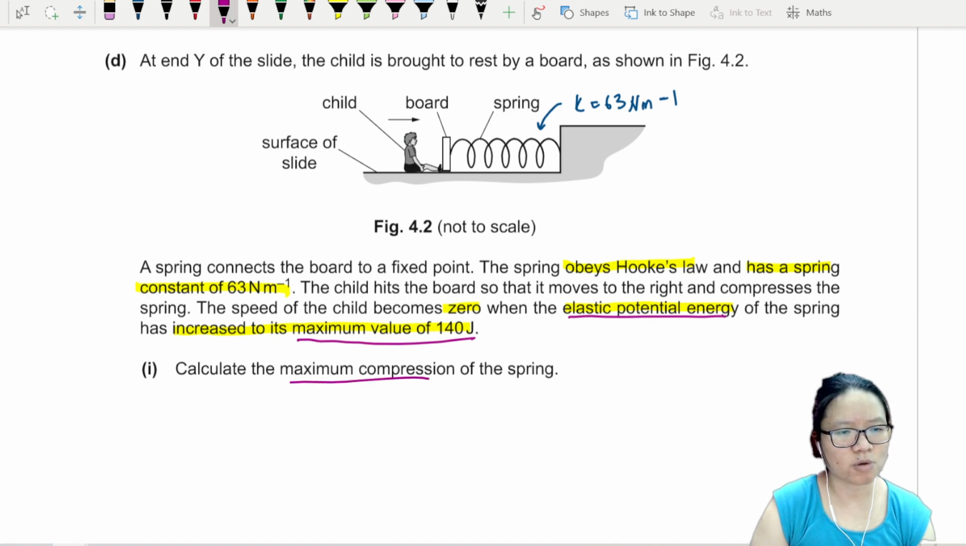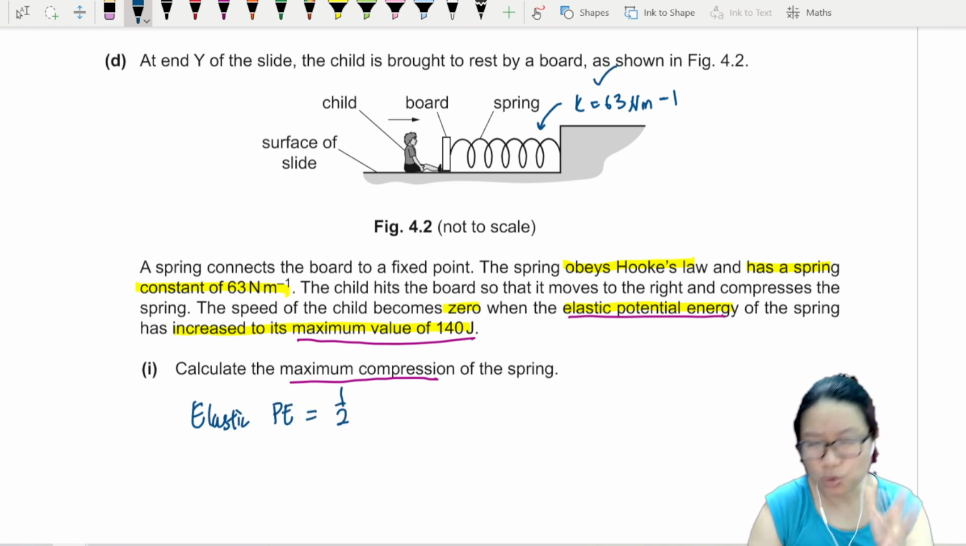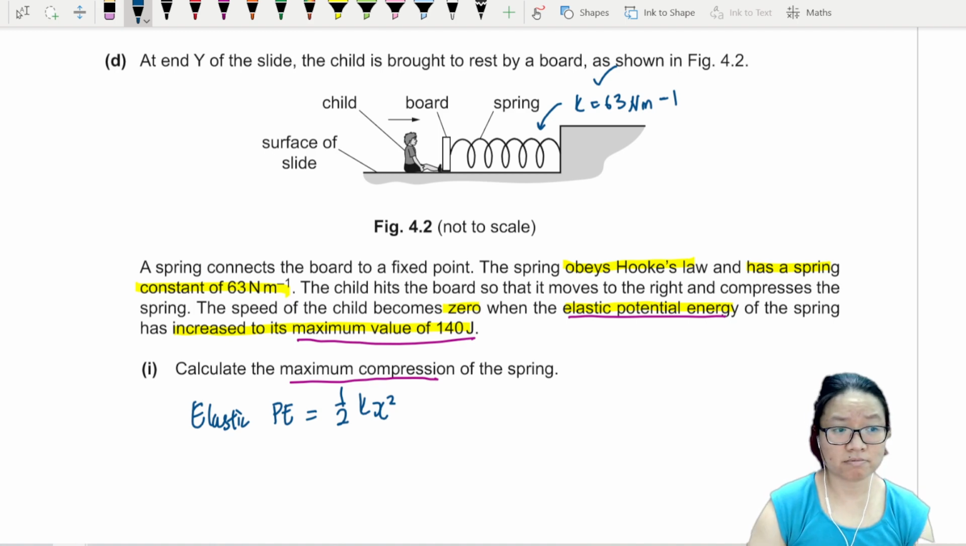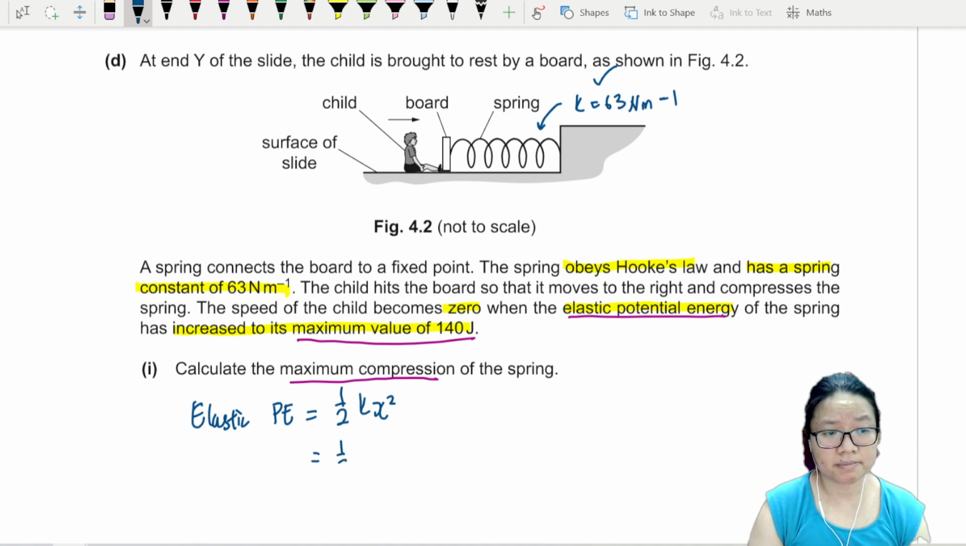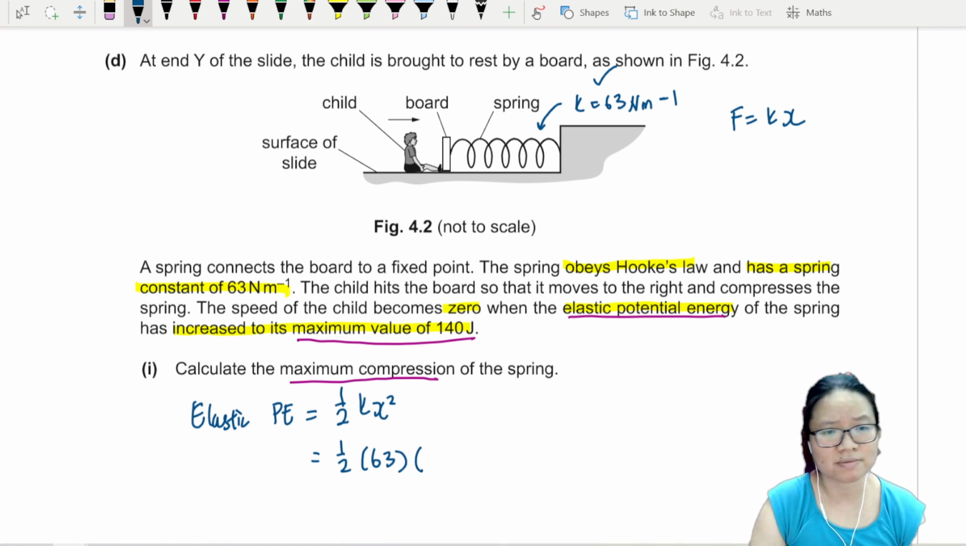Calculate the maximum compression. So we could say elastic PE can be calculated using the equation half. Look, I have K. I don't have the force in the spring. I could maybe find the force, but I couldn't be bothered, so I'm going to use half KX squared. You can use half Fx, but we don't have F. So use K, because K is given to you. Can you use F is equal to Kx to find X? Can. But extra work lah. I don't like to do extra work unless there's a reason to.